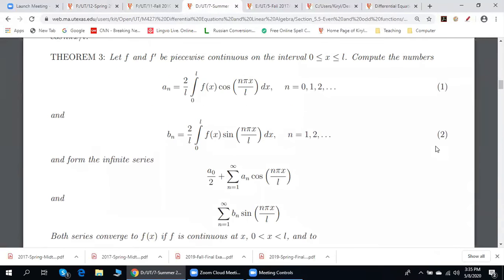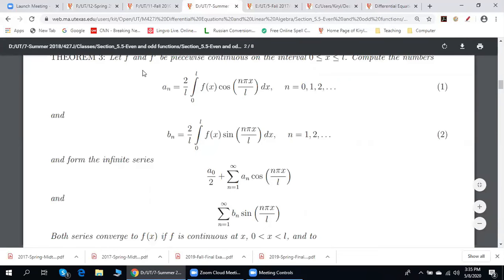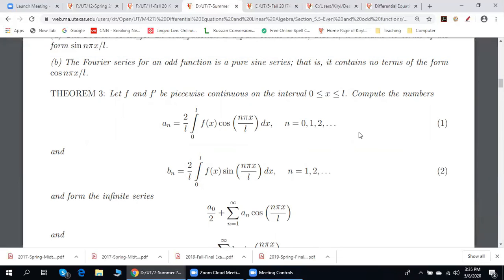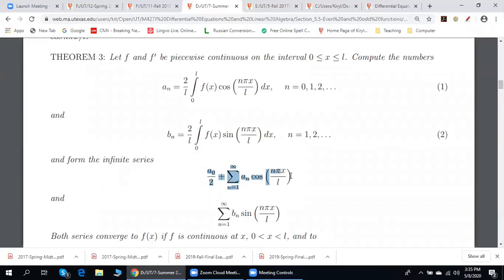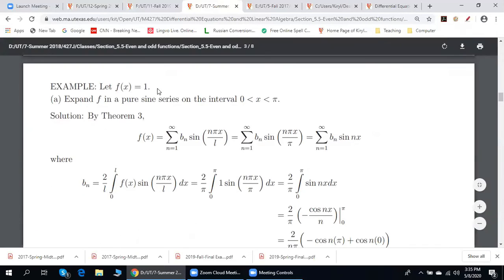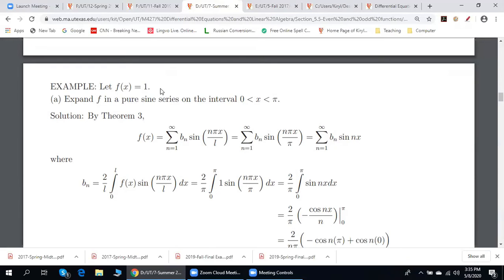Yeah. So let me remind you that according to theorem 3, any piecewise continuous function on this interval can be written as an infinite series in two different ways. Way number one, way number two. Let us discuss examples. So let us consider a very simple function. F of x is equal to 1. Expand f in a pure sine series over this interval.